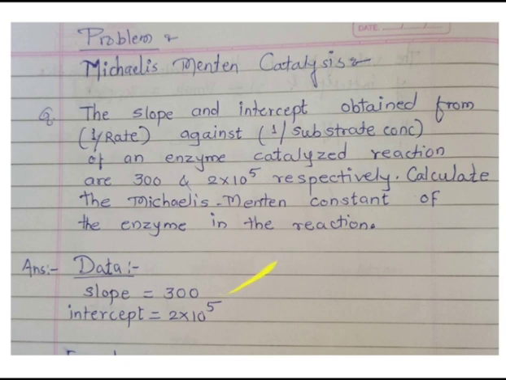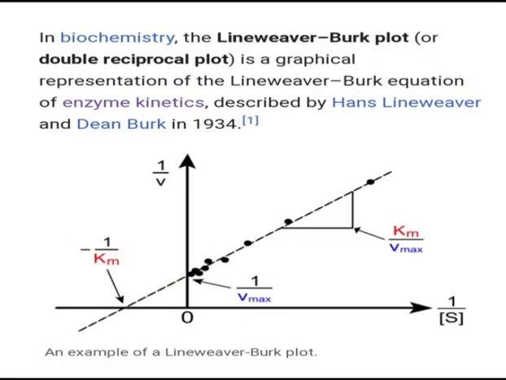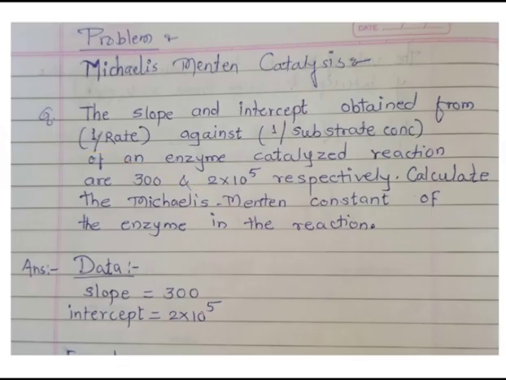Now just note down the data which is given to you. When you are going to solve problems, it will be stepwise. Initially you can note down data, then note down your formulae, and then put the values in the respective equation and finally calculate. So the formula is the equation which we have seen here: 1 upon V is equal to Km upon Vmax into substrate concentration plus 1 upon Vmax. The same equation is taken here.